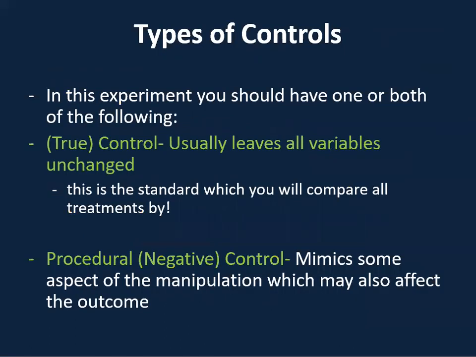So types of control. In this experiment, you should have one or both of the following. A true control, which usually leaves all variables unchanged. An example of this would be if we placed no cotton ball, nothing, we just had bare ground and we just counted the number of ants on it. Or we have a procedural negative control, which mimics some aspect of the manipulation, which may also affect the outcome.